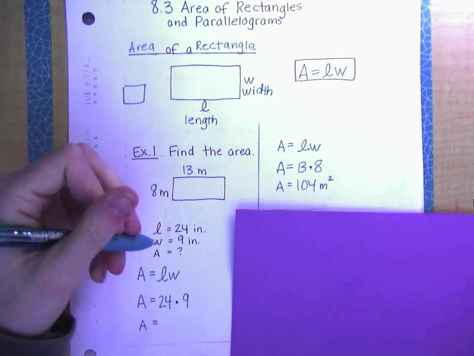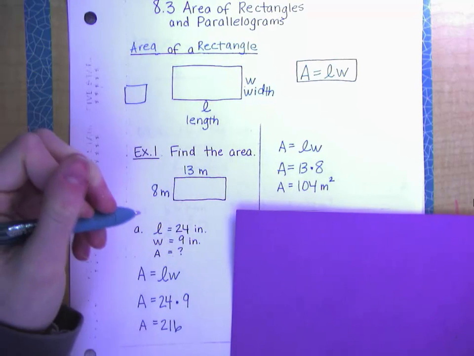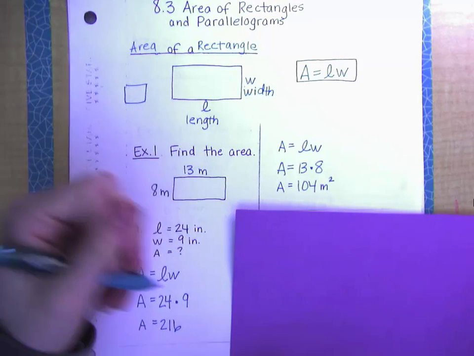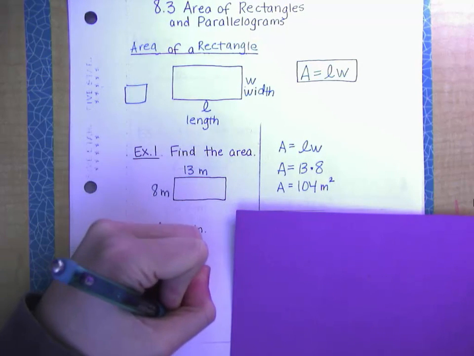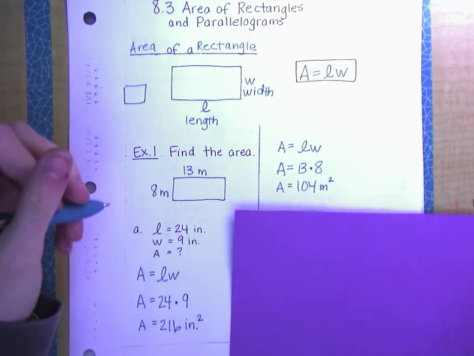Okay? And then when I multiply those together, I should get 216. But the answer is not just 216. The answer is 216 inches squared. So that will be your completed answer.